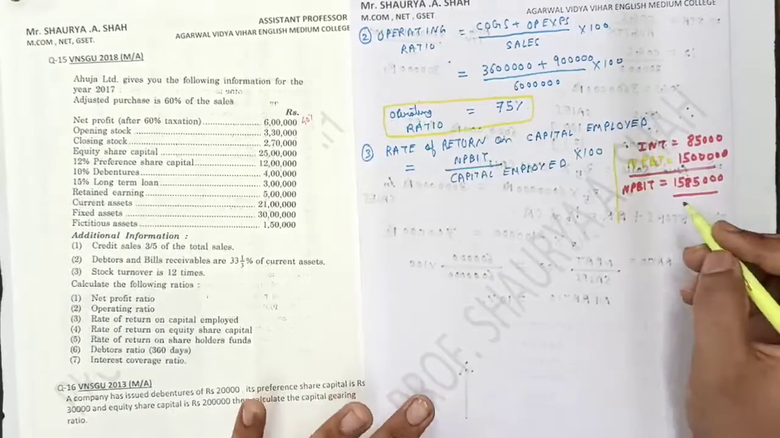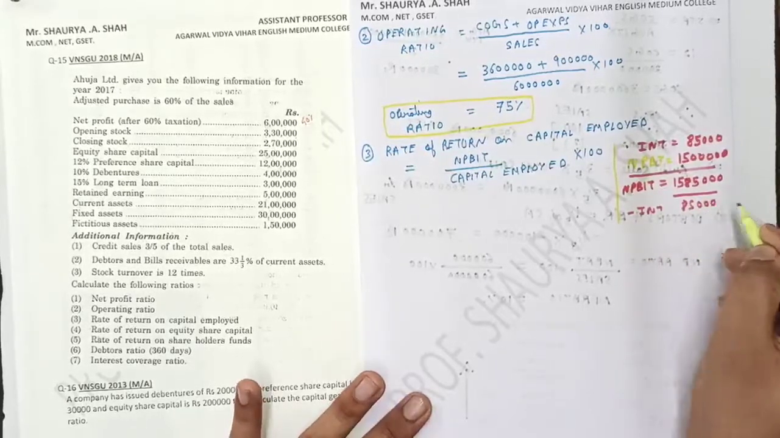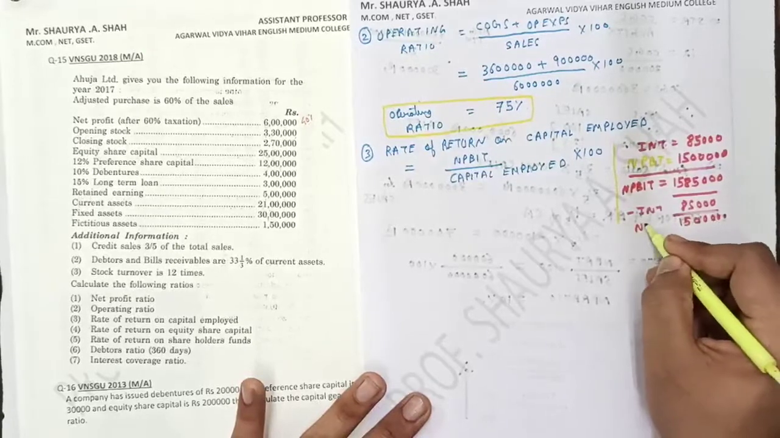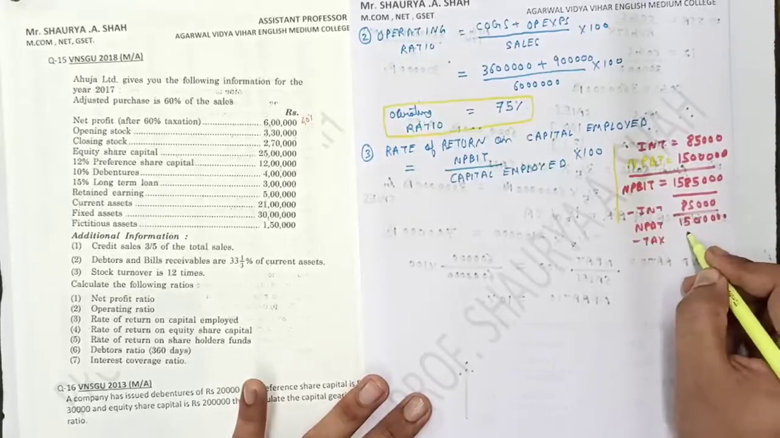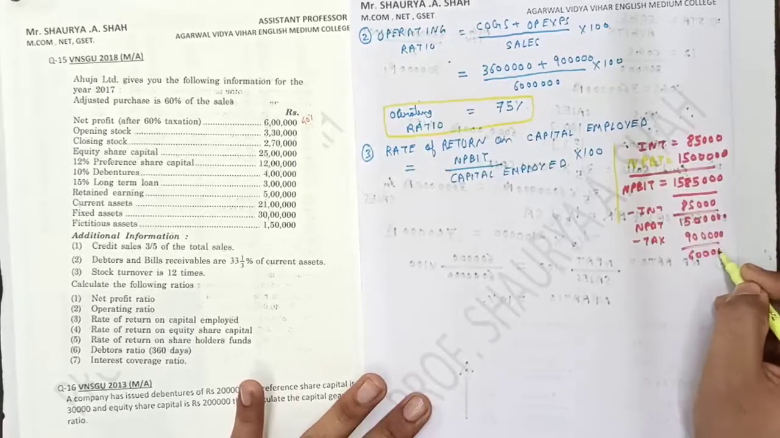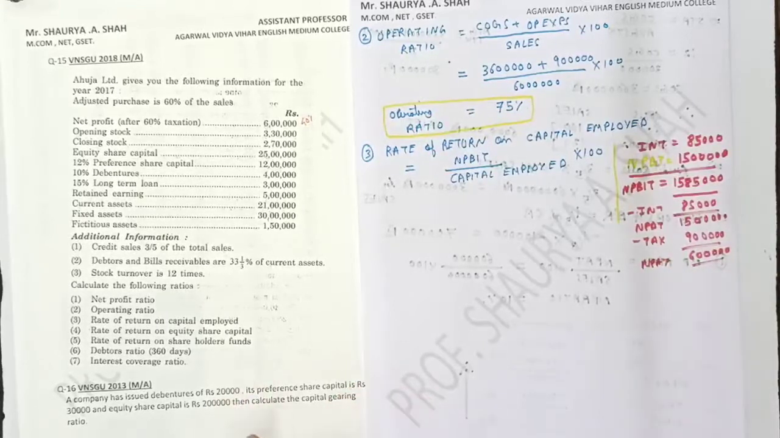Then only I will deduct the interest amount, 85,000, and then I'll get the amount of net profit before tax. And then after that you deduct the tax amount of 9 lakh rupees. Then you will get the 6 lakh rupees as net profit after tax, right? Your calculation remains the same. Only addition is the interest amount. I hope it is clear to each and every student.